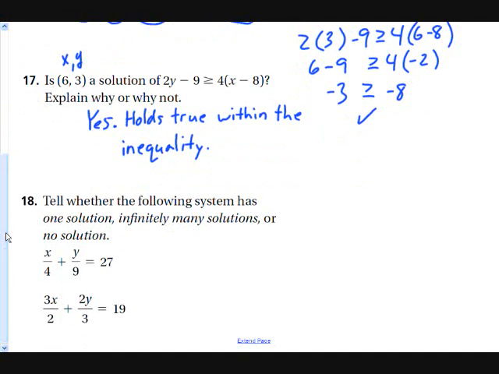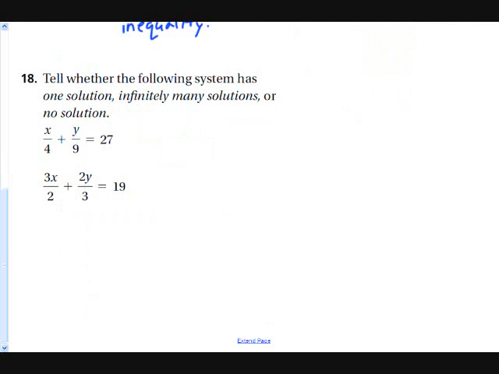Taking a look at number 18, number 18 says to tell whether the following system has one solution, infinitely many solutions, or no solution. And really what we're going to do here, this is a system of equations. So I'm just going to solve this system of equations. And I'm going to start by getting rid of fractions.